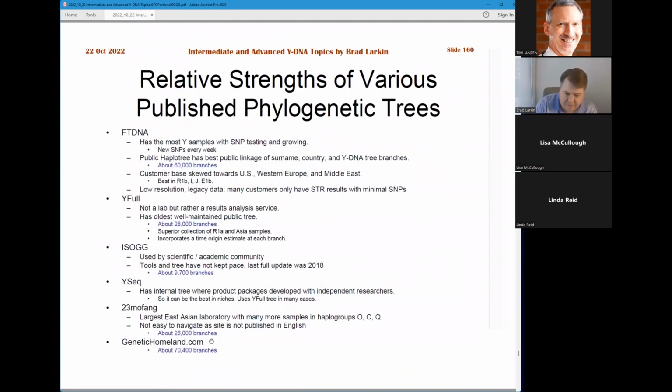Some relative strength of the various published phylogenetic trees. You could say, okay, which tree should I use? I guess the short answer would be maybe all of them, but here are some of the relative strengths and weaknesses as I see them.